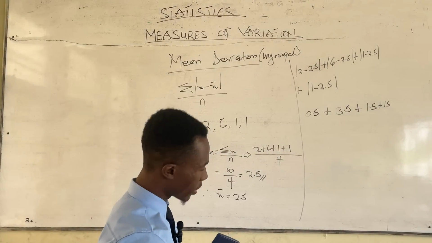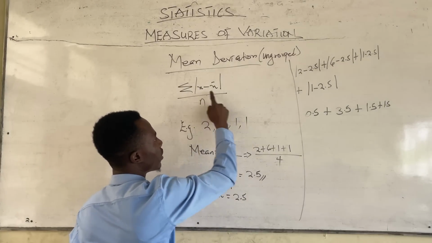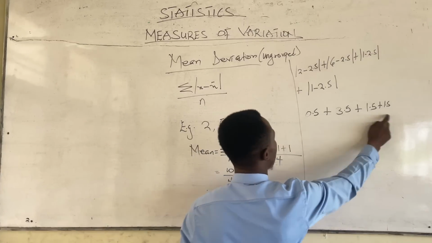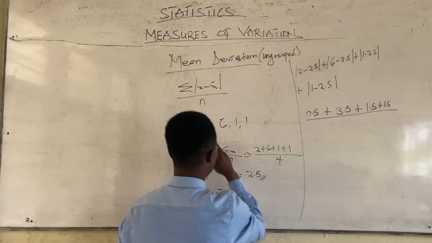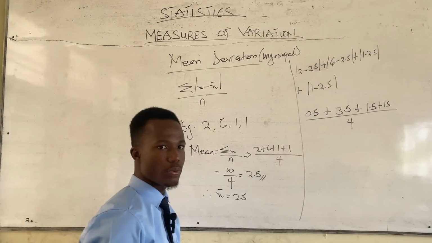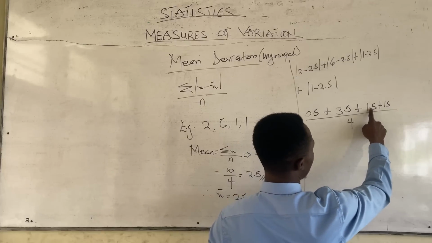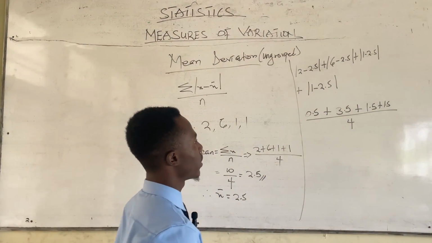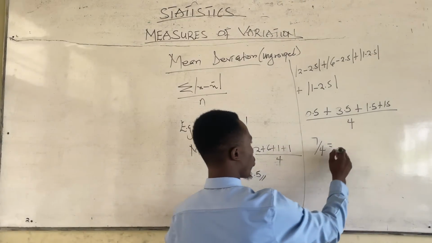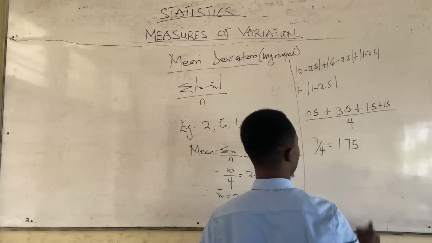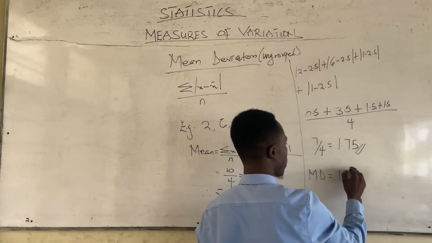So we are done with the deviation. Now they are saying summation, it means we have to sum everything and divide by 4. So this plus this will give you 4, and this plus this will give you 5.5, and this plus this will give you 7. So we are getting 7 over 4, which is equal to 1.75. So 1.75 is our mean deviation.